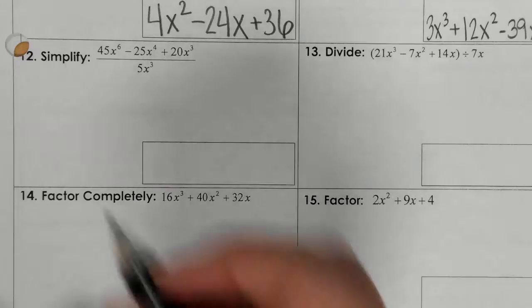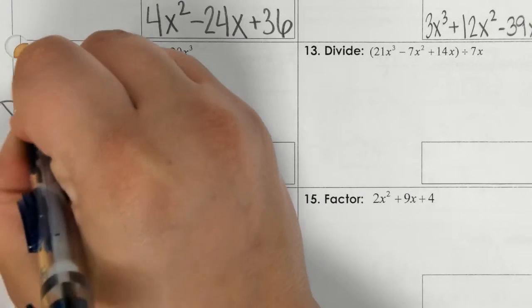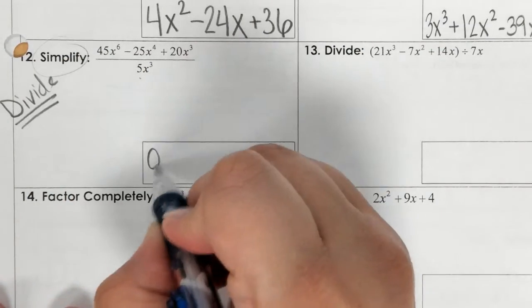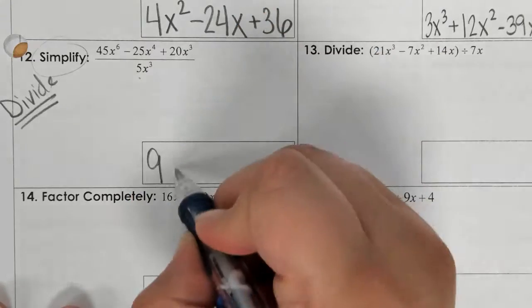In 12 and 13, these are both division problems. So even though it says to simplify, you are dividing. So 45 divided by 5 is 9. But you are subtracting the exponent. So 6 minus 3 is x to the third.